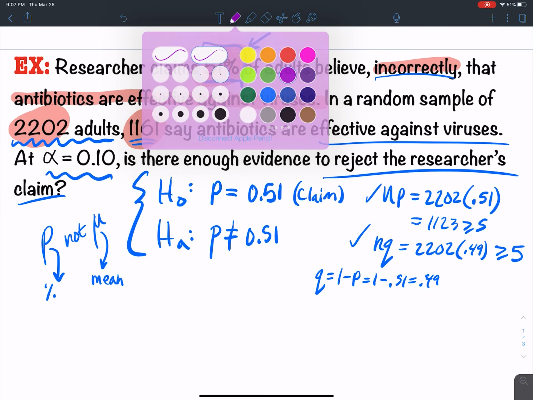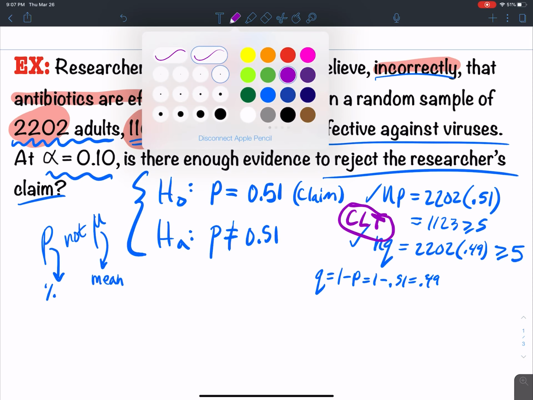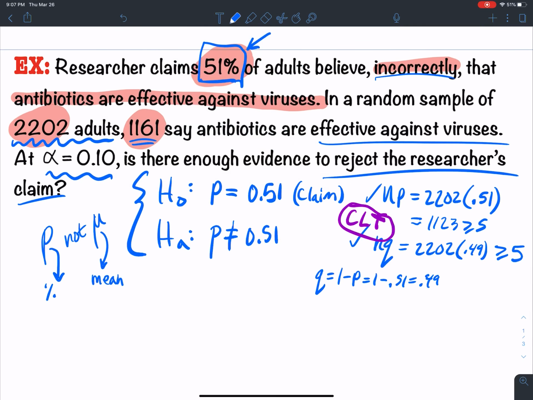So I'm going to write over here CLT. That's what you're going to put on your scratch work when you're taking this test. All right, CLT. Now, what type of test is it? How do I determine the type of test? I look at the Ha. When I look at the Ha, I see not equal to, so that's a two-tailed test. A two-tailed test, okay?